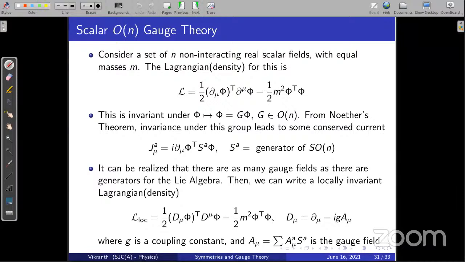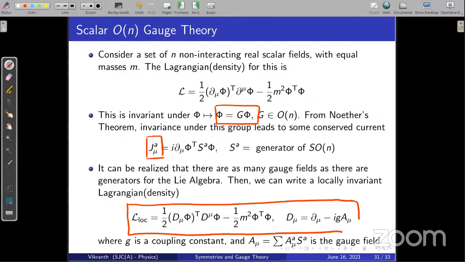I won't be getting into the details of all of this, but one thing you realize is from Noether's theorem. We invoke Noether's theorem again, and what we realize is that because there is some invariance going on here, where G is some orthogonal matrix, there is a conserved current. This is again assuming there are no interactions between the fields. But then Dirac realized there are some issues with all of this, so he modified it and came up with a locally invariant Lagrangian density, or Lagrangian, if you would.